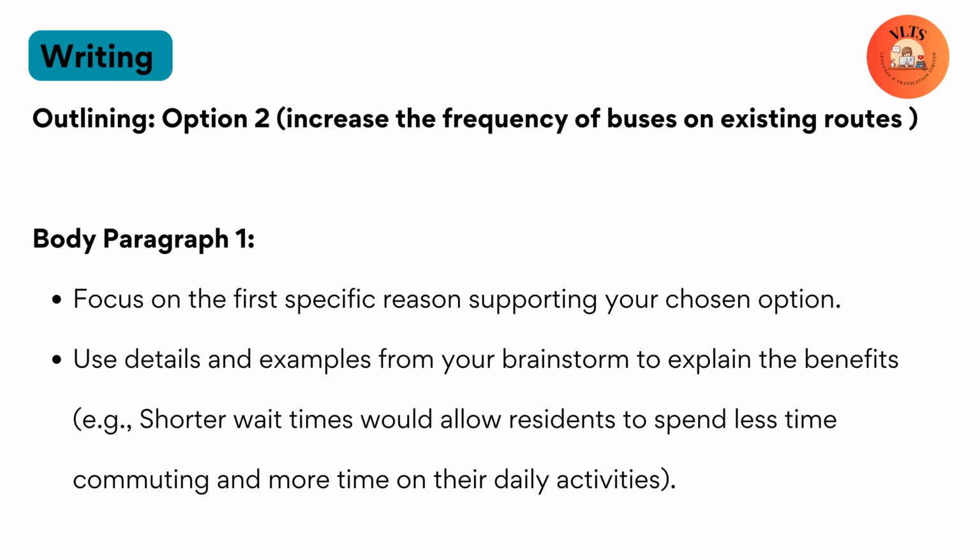Then you have the first body paragraph. In the first body paragraph, you focus on the first specific reason to support your chosen option. In this paragraph, you need to support your chosen option and the reason by using details and examples from your brainstorming to explain the benefits. For example, shorter wait times would allow residents to spend less time commuting and more time on their daily activities.